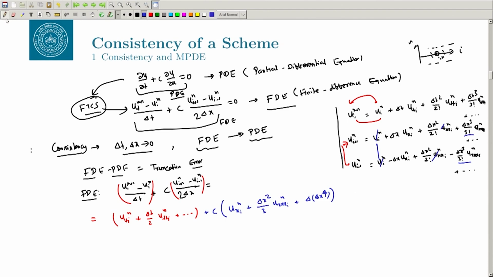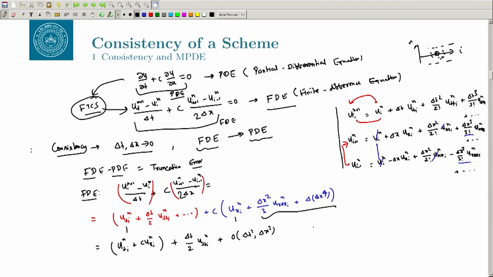So, this is our FD definition, right. You can rearrange it, and if you rearrange it, this will become u_t at i plus c u_x at i. I have collected this term and this term, and then plus delta t by 2 u_tt at i, n, and plus you will have terms which are basically order delta t square and delta x square. This all I am clubbing as delta x square, right.